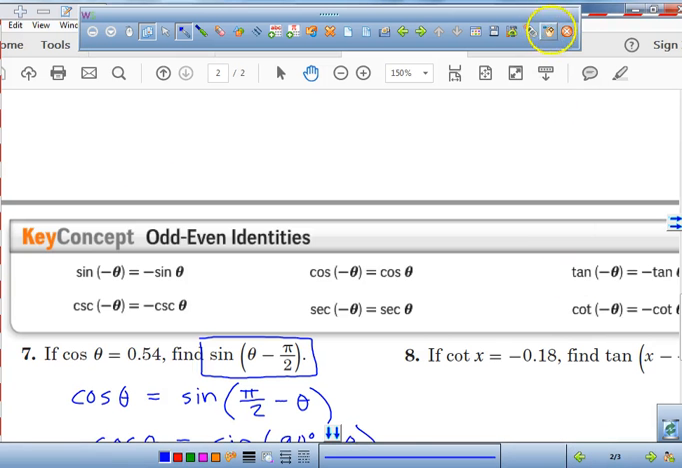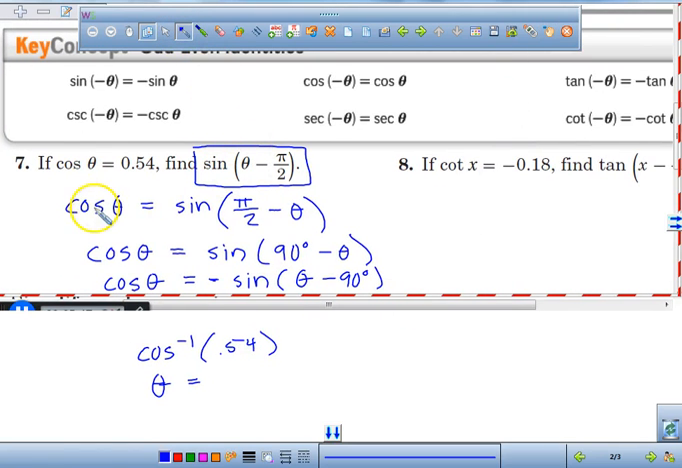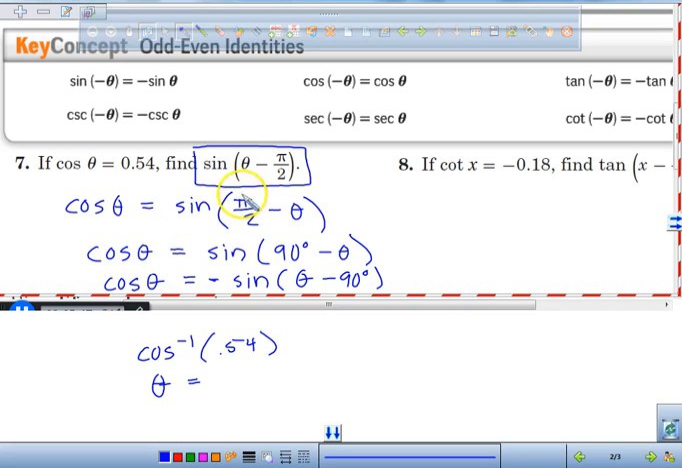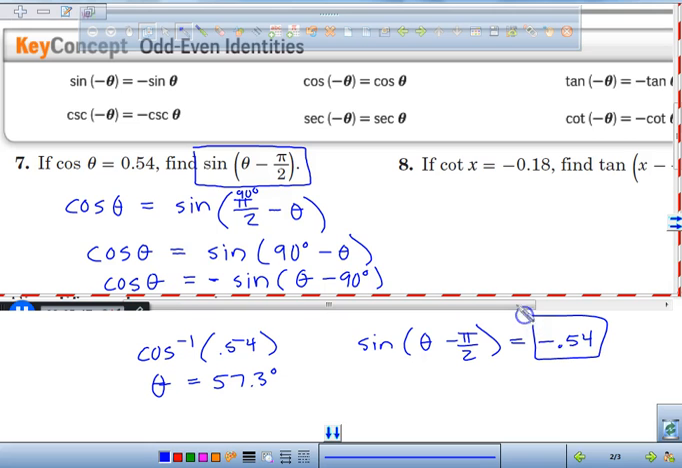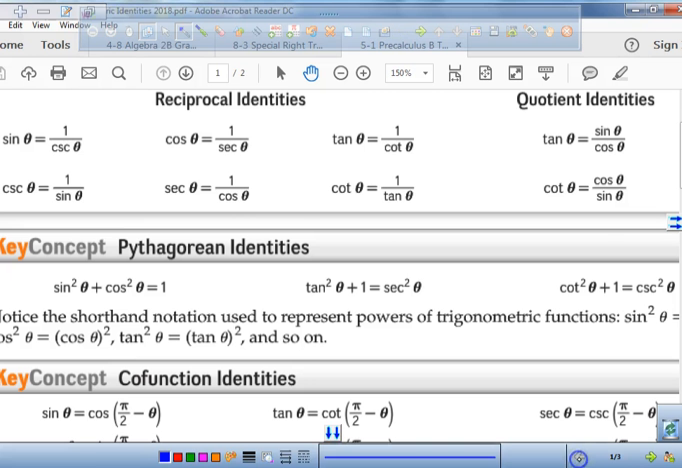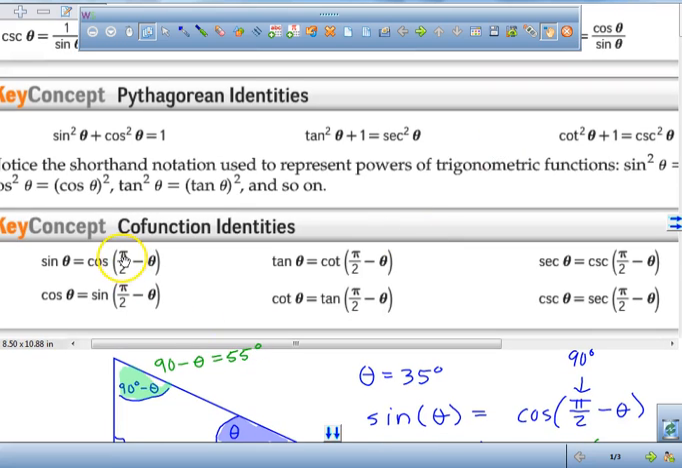So check this out. If the cosine of theta equals the sine of pi over 2, also known as 90 degrees minus theta, then our answer right here, theta was what? 57.3 degrees. I want you to understand that the sine of theta minus pi over 2 is simply negative 0.54. So if these end up becoming switched, because normally it's what? Pi over 2 minus theta. If you look at all of the cofunctions, what's it typically? It's 90 minus theta, 90 minus theta, 90 minus theta. So if they switch it, what happens? The answer just becomes negative. That's it. All right?